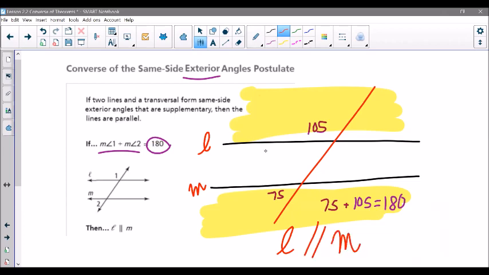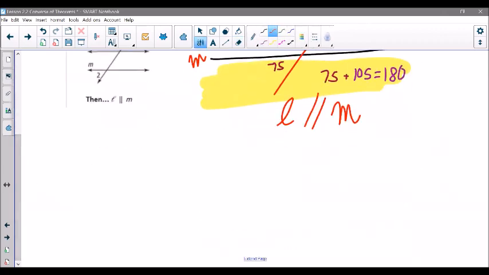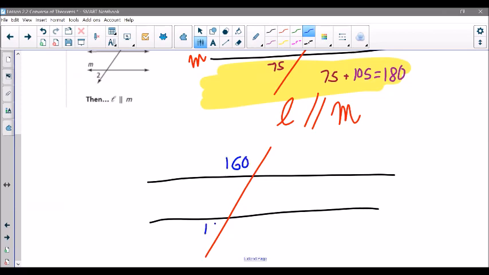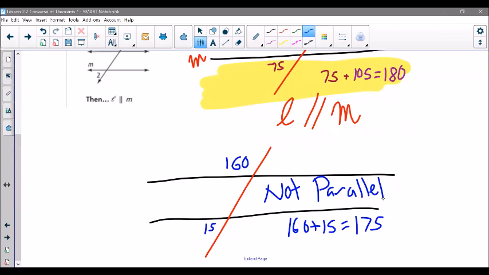All right, maybe they're not. Maybe, I don't know, I'll just do another example down here. Maybe they look parallel. All right, so those look pretty parallel. So if we try again, maybe this is a 160-degree angle. All right, maybe this is only 15 degrees. If we add those up, 160 plus 15, that equals 175. Then these are not parallel, because they don't add up to 180.